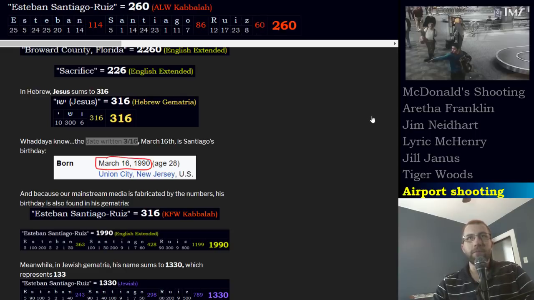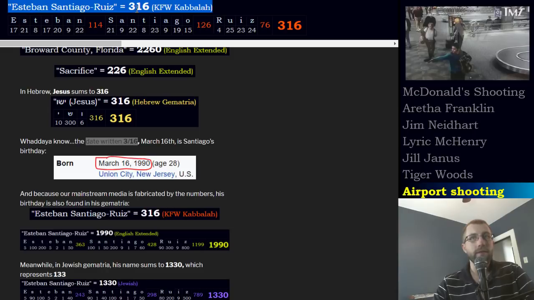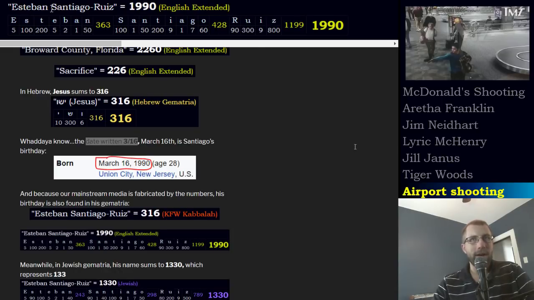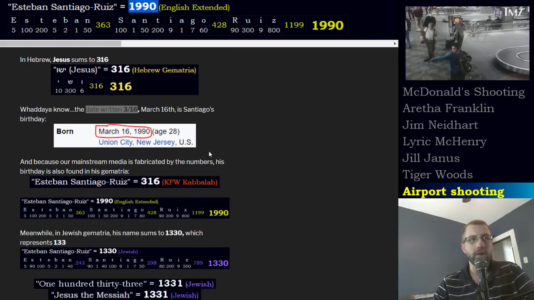And look at the name Gematria, Esteban Santiago Ruiz. In secondary Kabbalah, 316, just like his birth date. He was born in 1990. His name, Esteban Santiago Ruiz, equals 1990. What a joke.